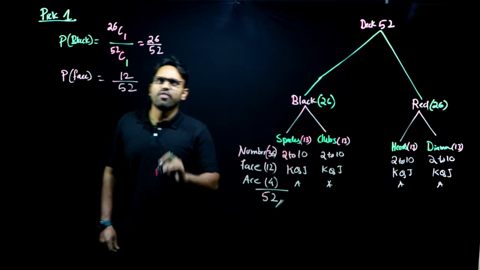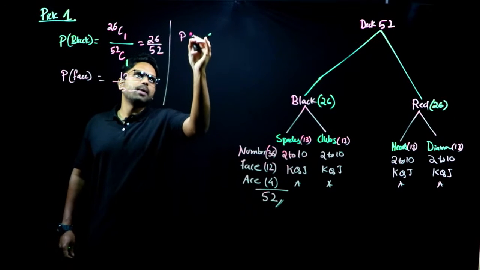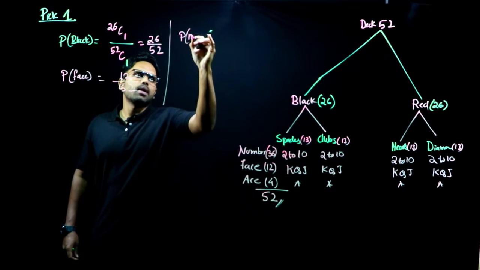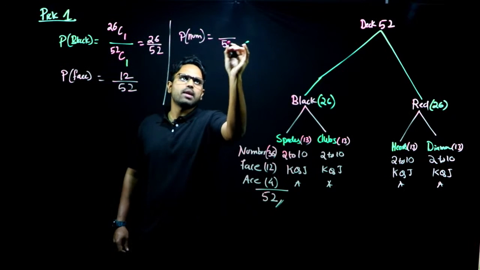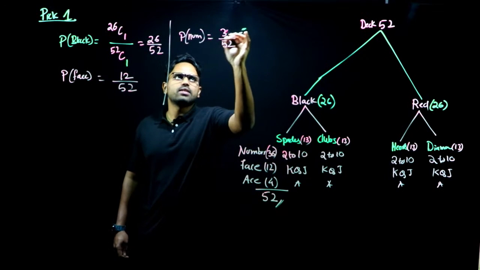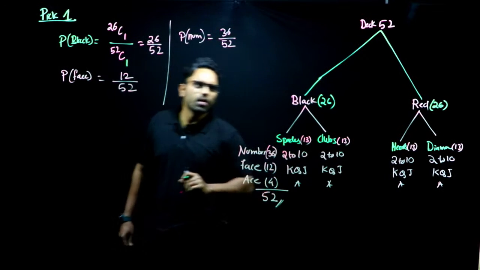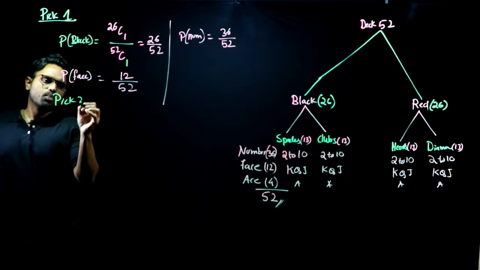Now, if I ask you, what is the probability of getting a number card? Total number of cases will remain 52. Number cards, 36 I have. 36C1 is nothing but 36 again. Very good. Now, let's move to picking two cards.